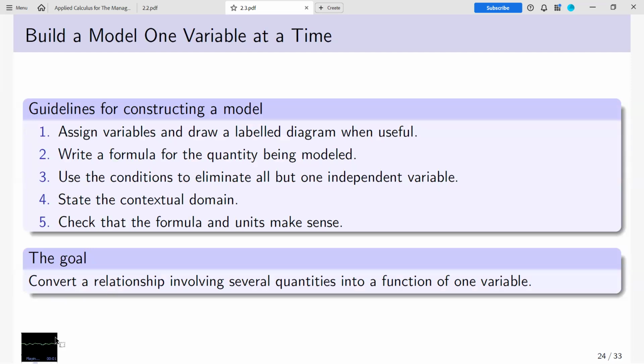Model construction begins by defining variables and writing the target quantity. A condition then removes extra variables, and context determines the appropriate domain.